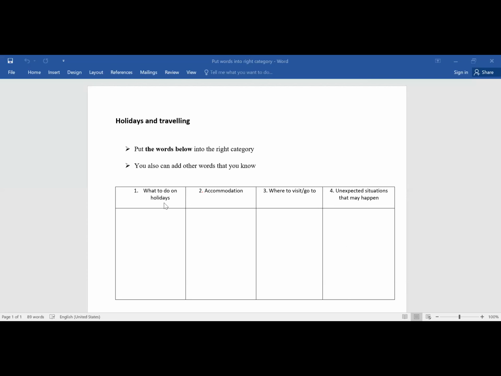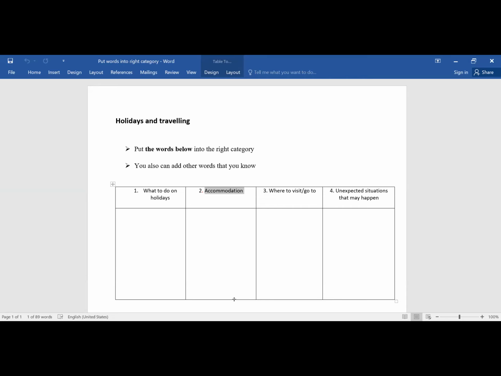And when you open the file in the chat box, you will see this. You will see 4 columns, right? First, what to do on holidays. So it's not about you, right? It's about the activities that many people do when they go on holiday. And now accommodation. Well, when it comes to holiday, the types of accommodation are different.